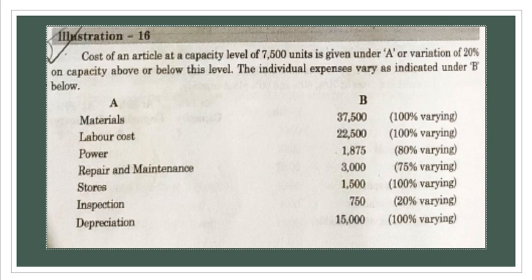Then stores 1,500, 100% varying, so everything is variable expenses, so there's nothing fixed in stores. Then inspection 750, 20% is varying, so 20% of it will be variable expenses, and the remaining 80% will be fixed expenses. Then we come to depreciation, which is 15,000, 100% varying, so it is fully variable expenses.